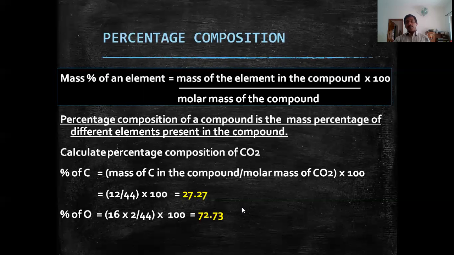Percentage of oxygen. Mass of oxygen, 16 into 2, 32, divided by 44, the molecular mass of CO2, into 100, 72.73. That is the percentage composition. It is very easy to find the percentage composition of various compounds.